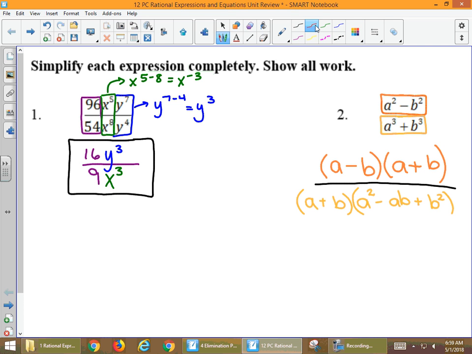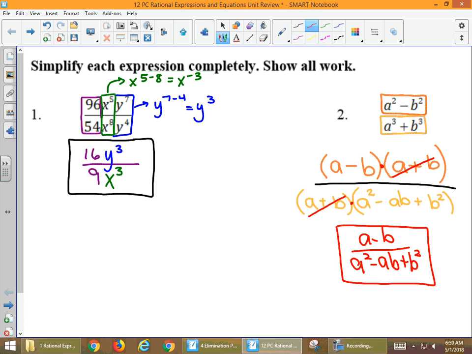Once we have this fully factored, and this is as far as we can factor, we can cancel. Because again, we can only undo multiplication with division. So what cancels is our A plus B's. So my final answer is A minus B over A squared minus AB plus B squared. Final. Factor, then cancel. Don't try to start crossing out things before you factor. Totally illegal. Out for jail for years.